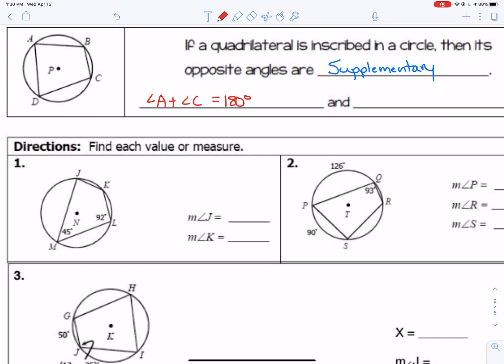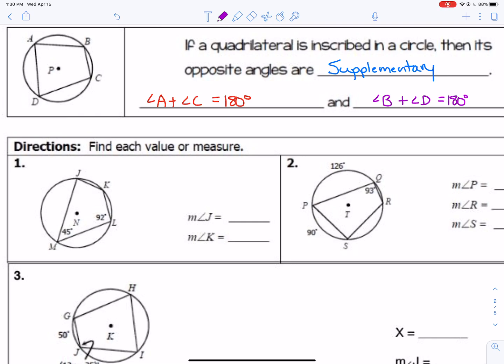They add up to 180, and angle, excuse me, let me get my eraser. Angle B plus angle D, they would also add up to 180 degrees. So using this last property of inscribed angles, we're going to look at a few more examples.